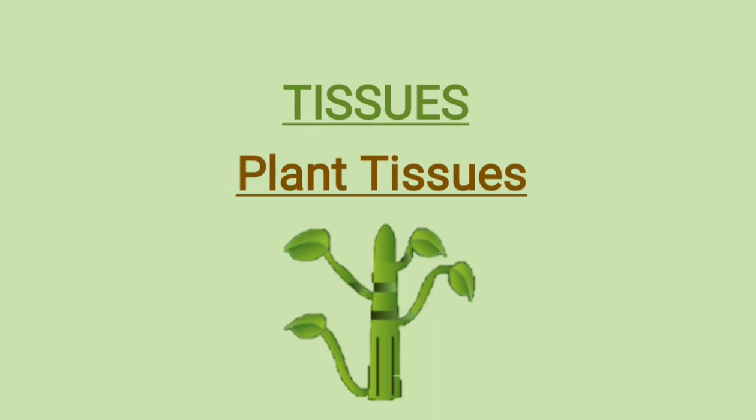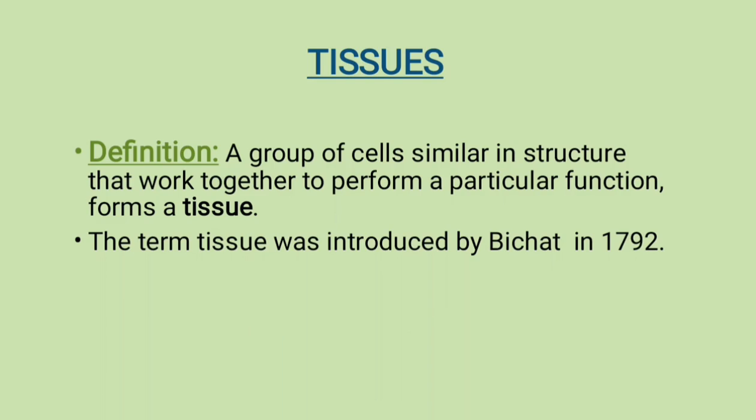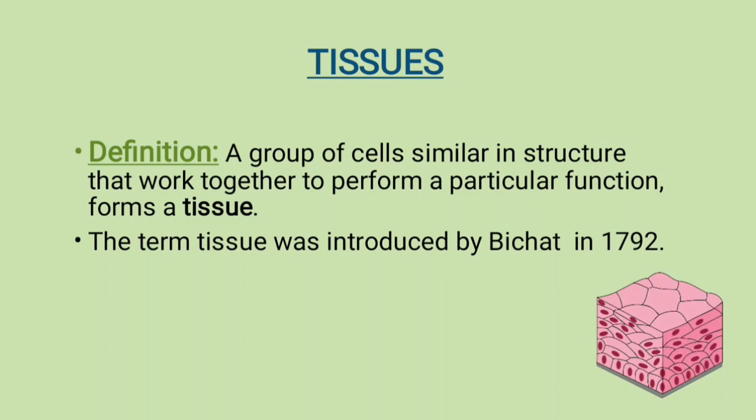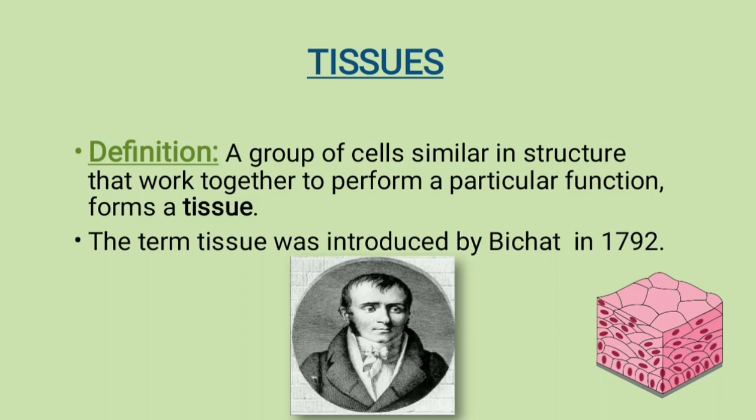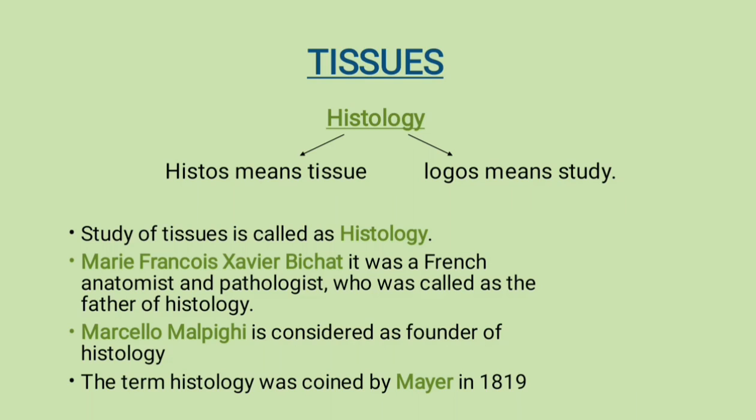The cells, which are structurally and functionally similar to each other, form a group. This group of cells is called tissues. The term tissue was given by a French anatomist and pathologist named Bichat in the year 1802. As I have already told you, in biology, we have to know various terms. One such term is histology.